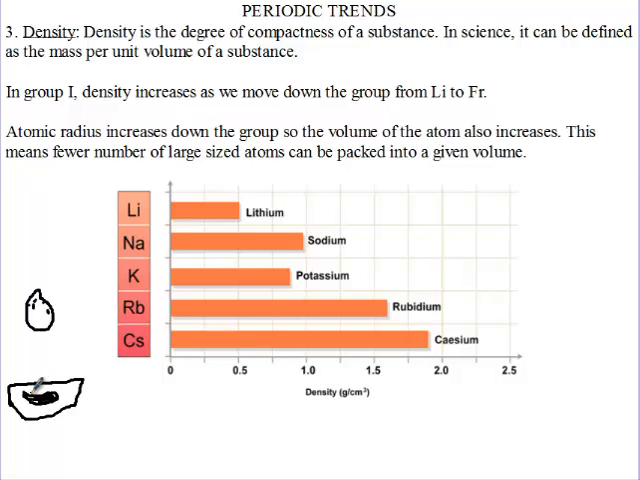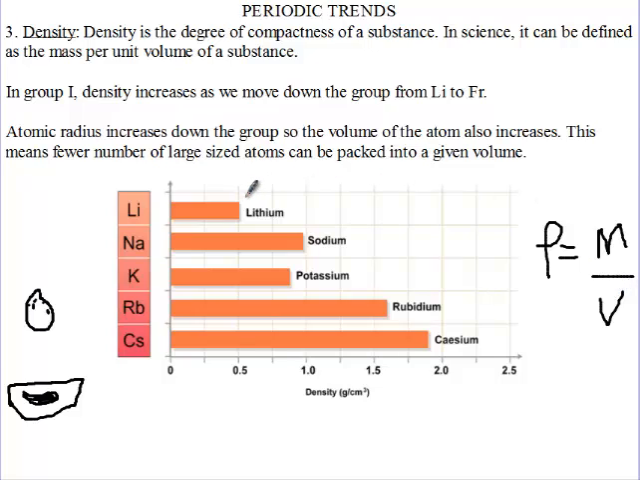Now, when we come to science, we can define density using its formula. Density is equal to mass per unit volume. Now, we know that as we move down the group in alkali metals, the masses of the substances increase, and so do their volumes.